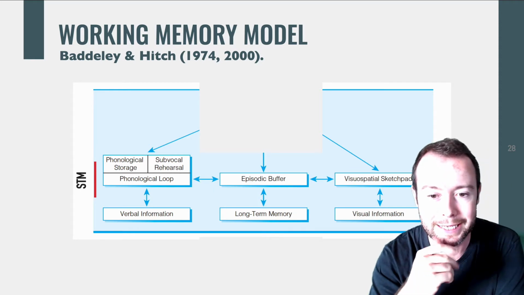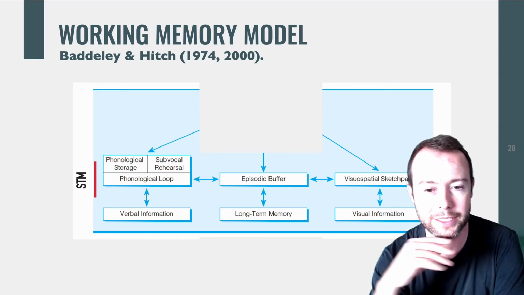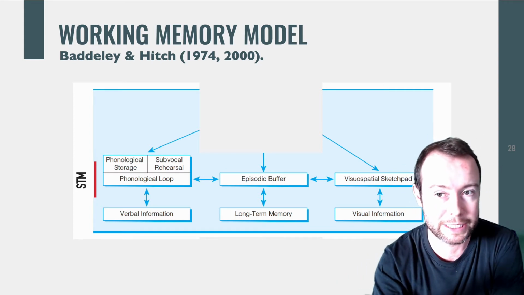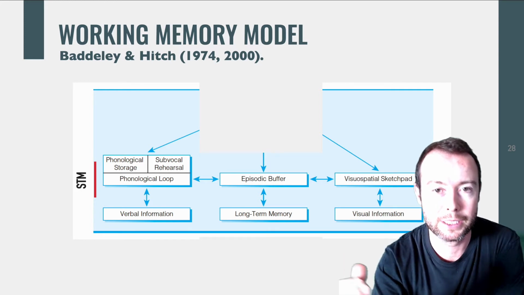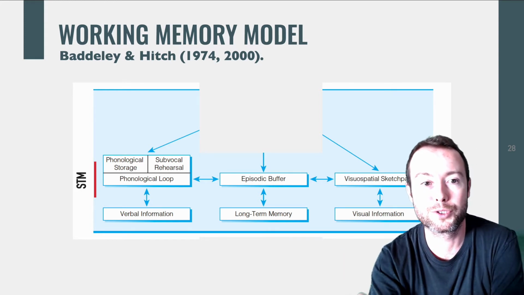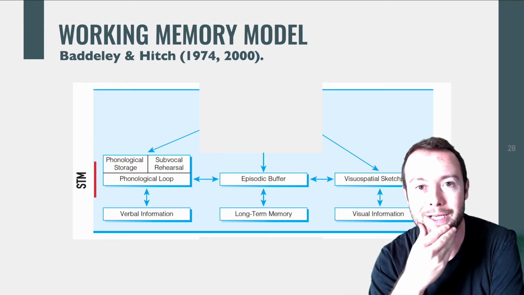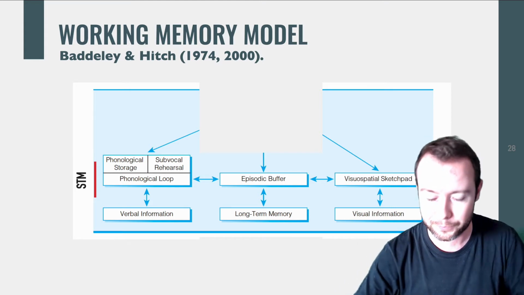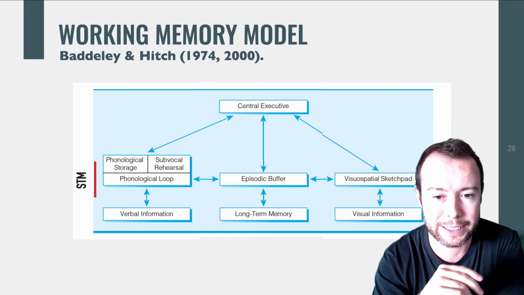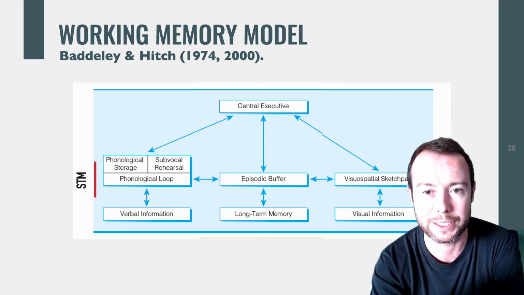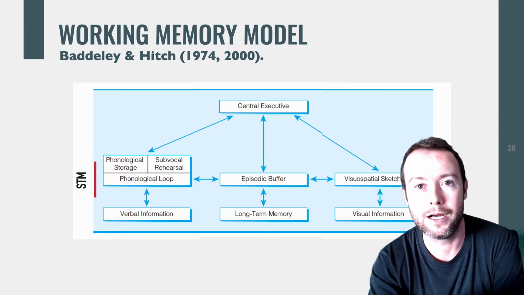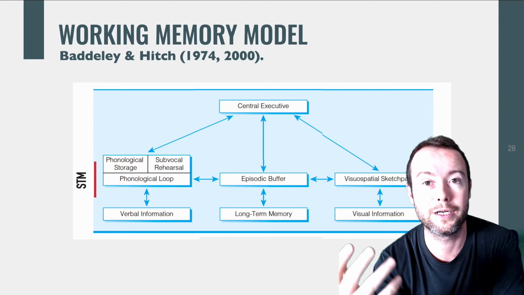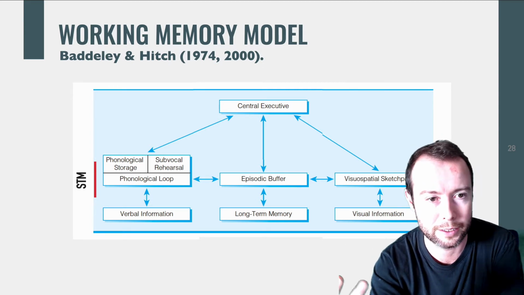We then have this episodic buffer in the middle, and this is basically serving to integrate the information that comes from these different systems and long-term memory to create some sort of unified percept, some way of combining this verbal and visual information. And then finally we have a central executive, and you can think of this as almost like a supervisory system. It's modality free and is engaged in controlling attention and complex processing tasks.